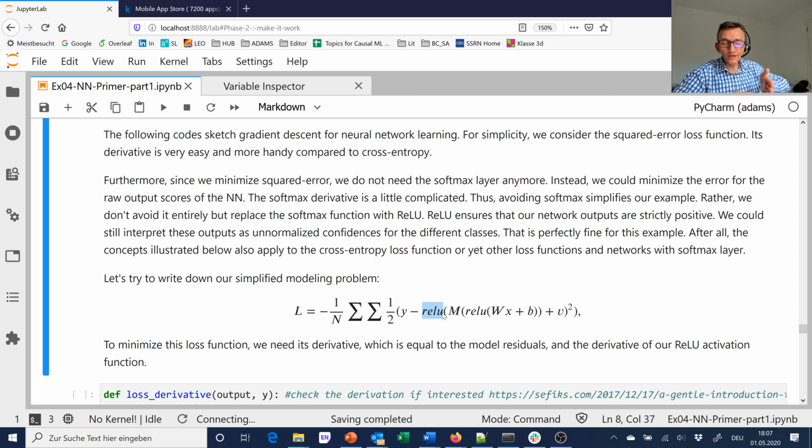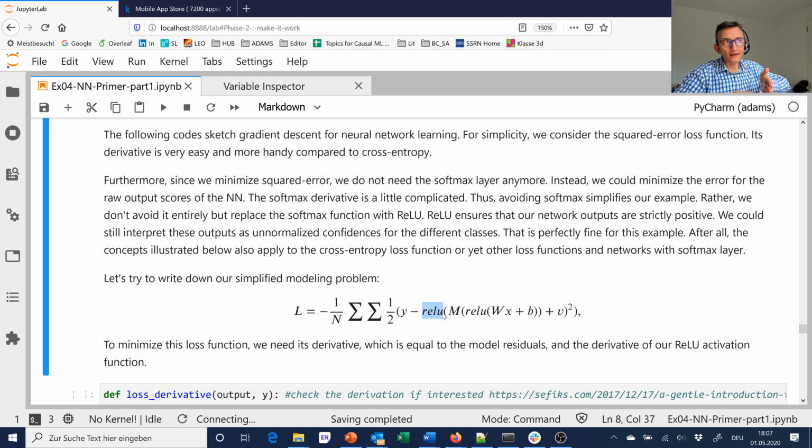Why do I use ReLU? Well, we could have used the raw output scores. We don't need to apply any function in the output layer of the neural network. And in regression, we normally don't have any activation function in the output layer. We just put out the raw output scores coming from the hidden layer output times weight plus biases. That works well for regression.